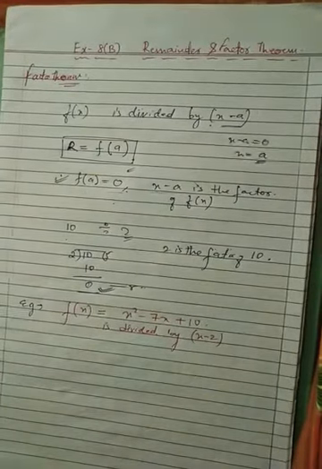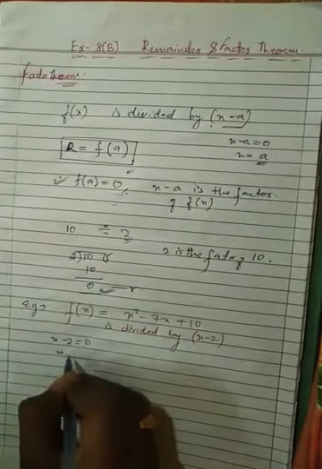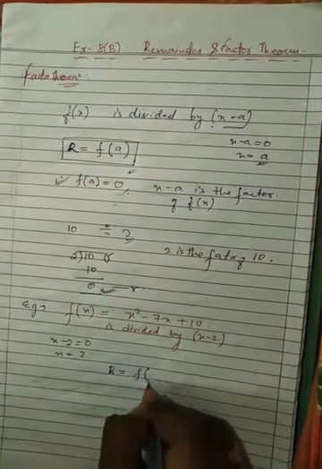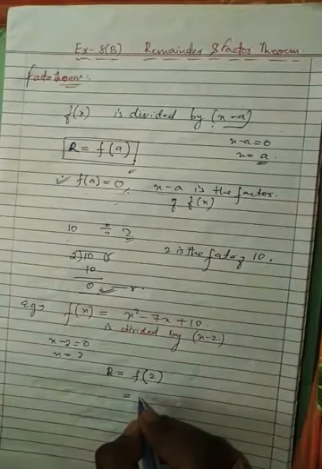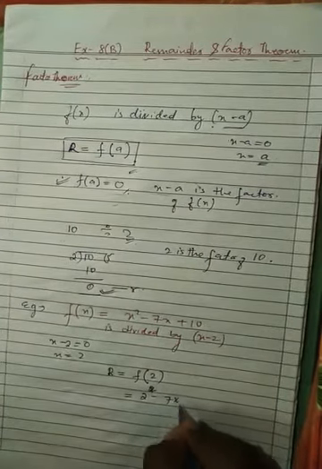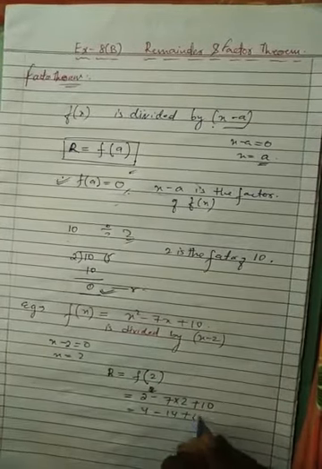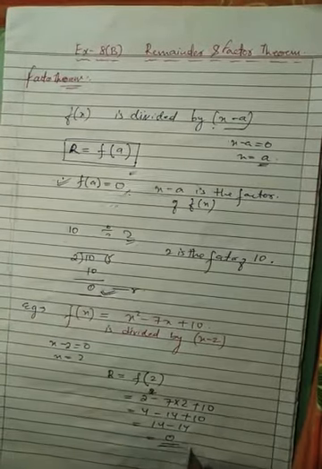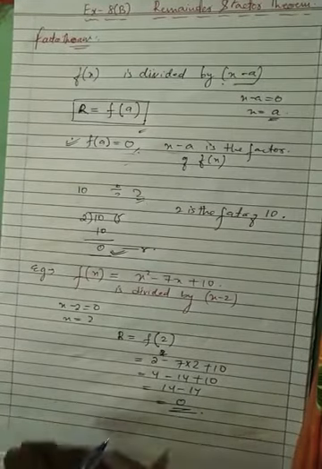If I divide this equation by x minus 2, what will be x first? X minus 2 equals 0, x will be equal to 2. It means if I want to calculate the remainder, the remainder will be f of 2. So how much will the remainder be? See, f of 2, if I substitute, 2 square minus 7 into 2 plus 10. 2 square is 4 minus 14 plus 10 will give you 14 minus 14 is 0. So we got the remainder, or f of a, here f of 2, as 0.